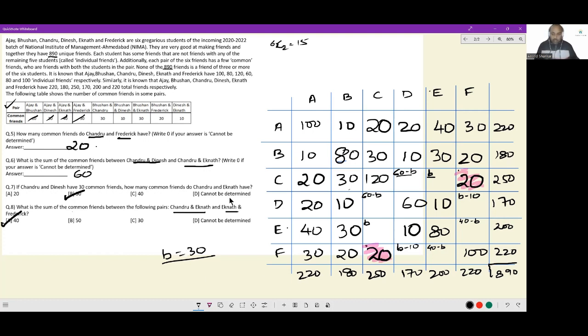And that is the entirety of this set. It is critical you record it in a games and tournament fashion, and then based on the information you have, the cell of Chandru and Frederick, common pair of friends, that is critical to identify. Once you do that, everything should fall into place. That will be all for this set.